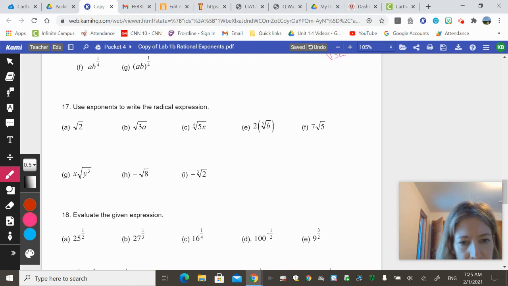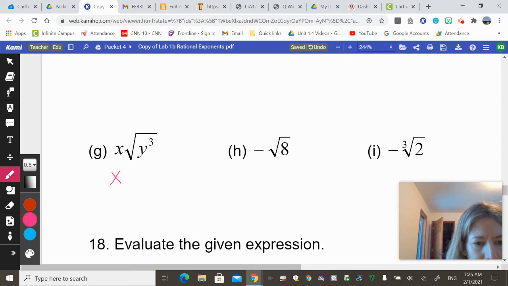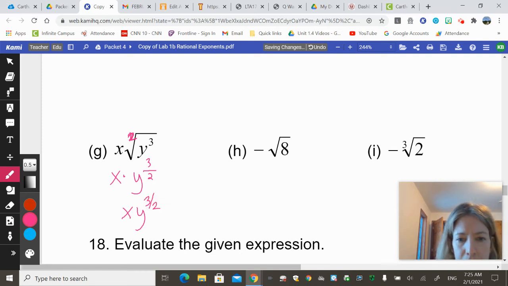So instead of the root, they want a radical. How about G? I'll do G with you. This would be x times y to the power over, oops, I just made a huge mistake. That should be a second power, right? Or root of 2. There's no such thing as a root of 1. What was I thinking? All right, so the power is 3 and the root is 2. And that's all I can do with this. So it's just x, y to the 3/2. Okay, I just leave my answer like that.